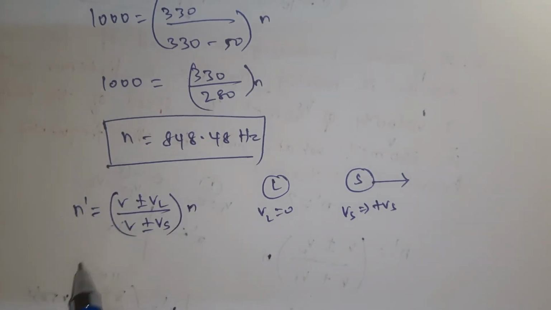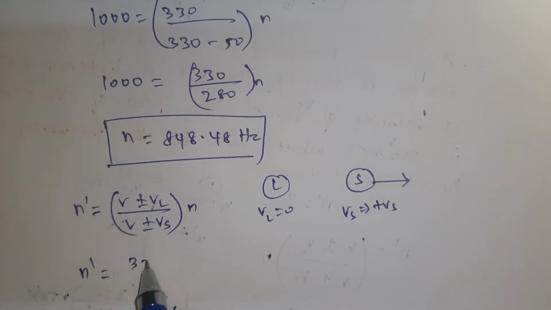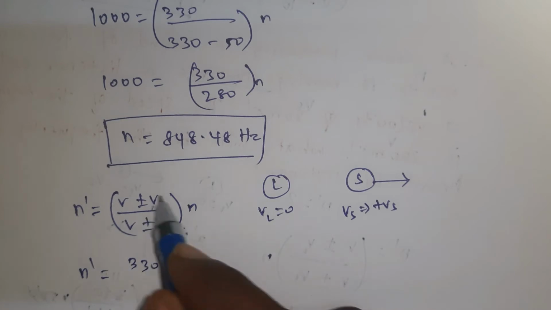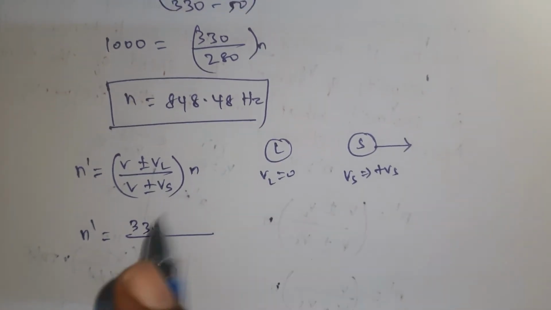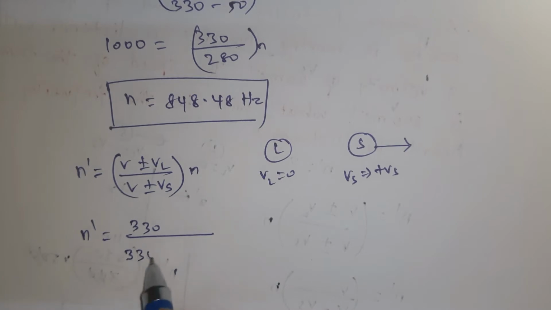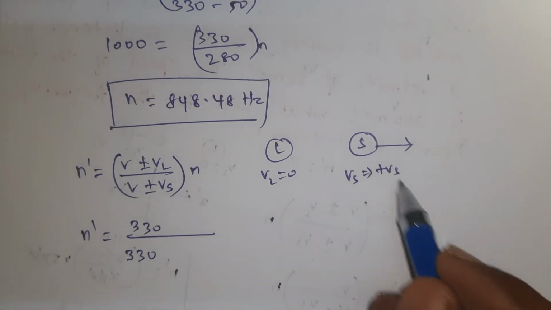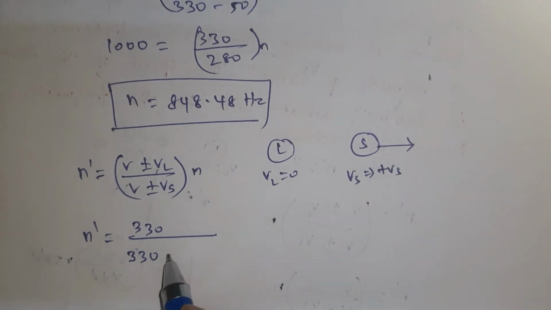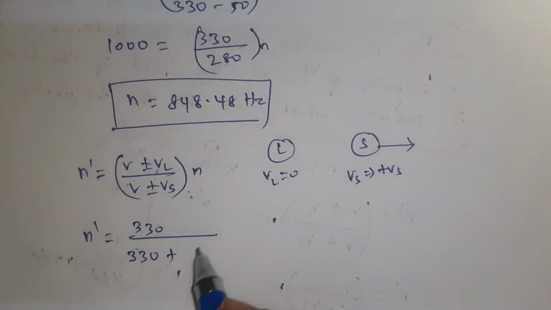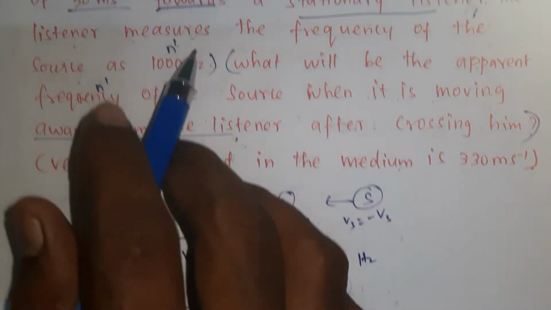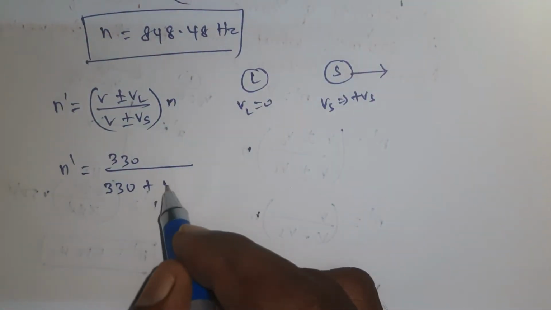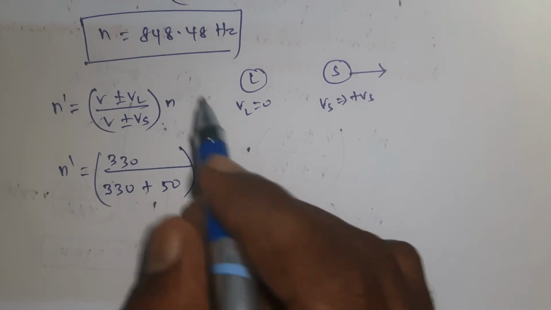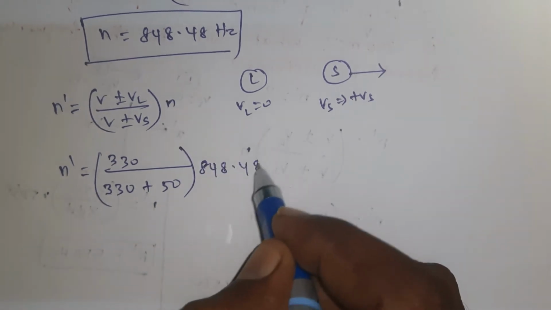Now apply this condition. n dash is equal to V, the speed of sound in the medium, given as 330, plus or minus VL, and VL is going to be 0, divided by 330 plus or minus Vs. We have to select plus Vs because the source is moving away from the listener, which coincides with the positive x-axis. The Vs value is given in the question itself as 50 m s power minus 1, so Vs is 50, into n, where n is 848.48 Hz.